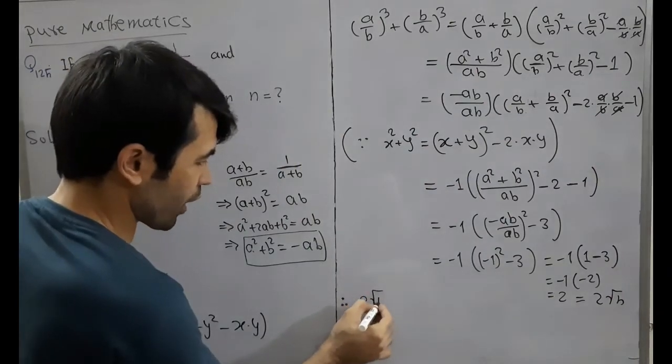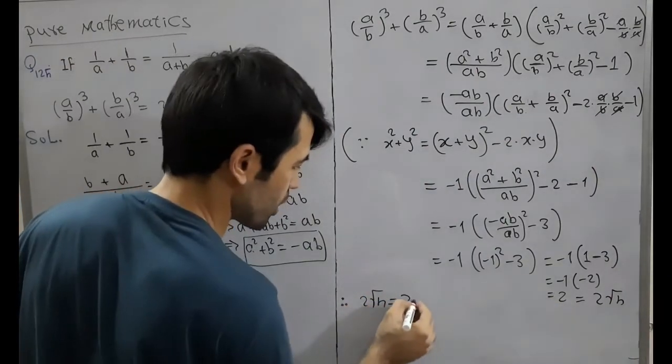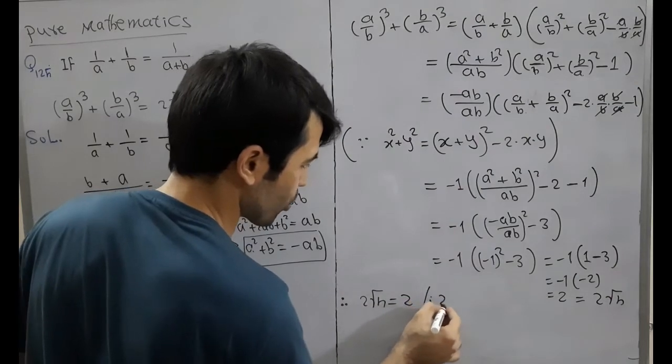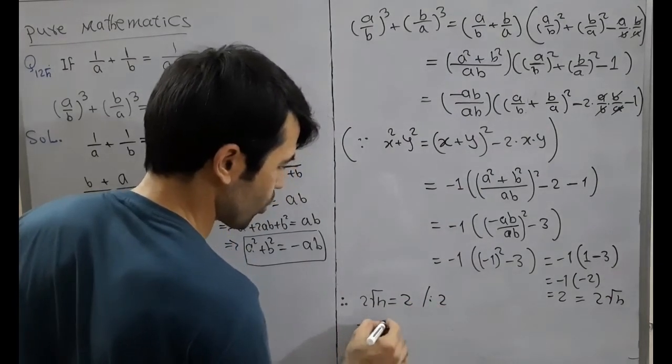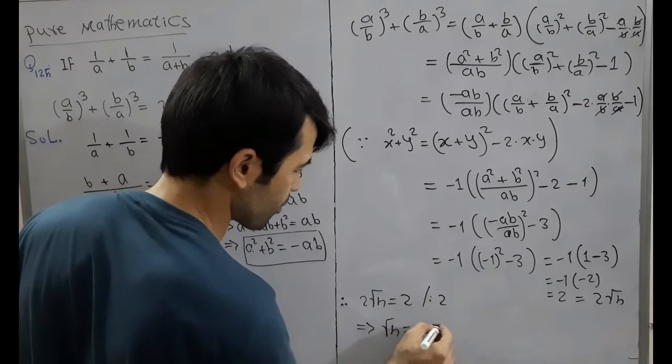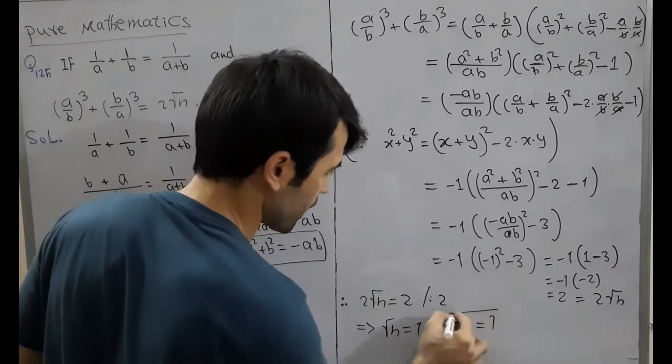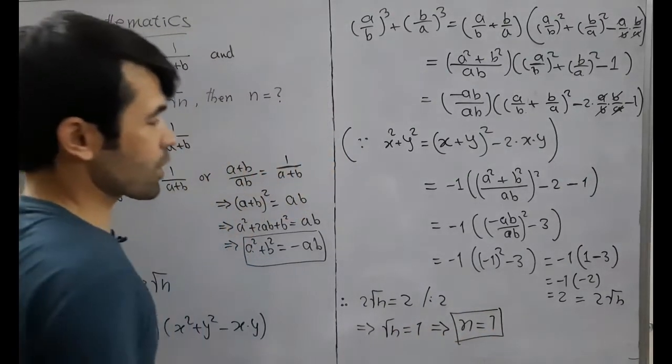2 square root of n is equal to 2. Divide both sides by 2. This implies square root of n is equal to 1. This implies n is equal to 1. It is the answer of this question.